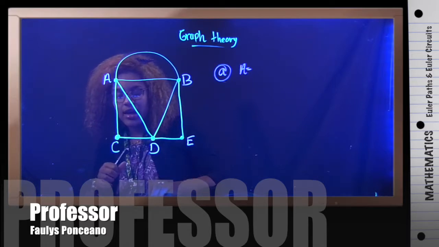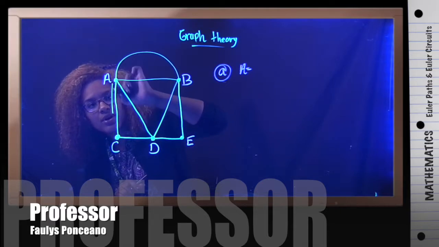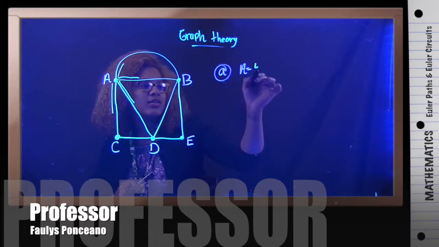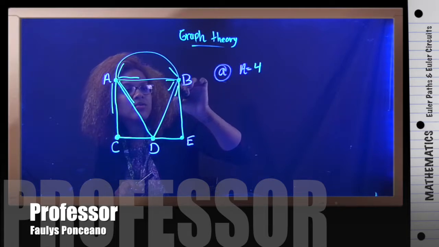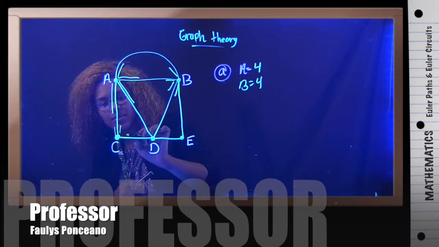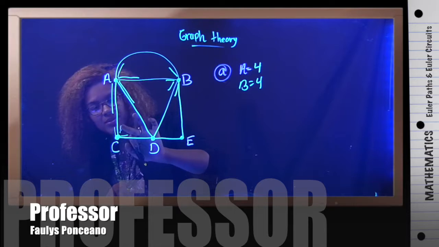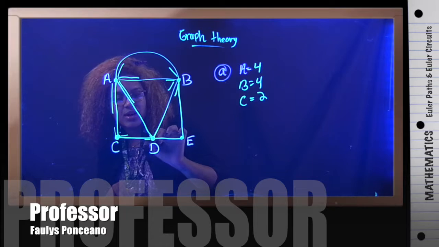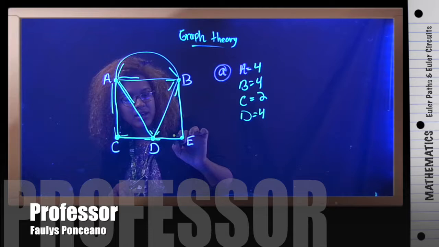How many edges land in A? So I have one right here, 2, 3, 4. So A is 4. B, 1, 2, 3, 4. Let's use C. C, we have, making one extra, we have 2. D, 1, 2, 3, 4. And E, 1 and 2.